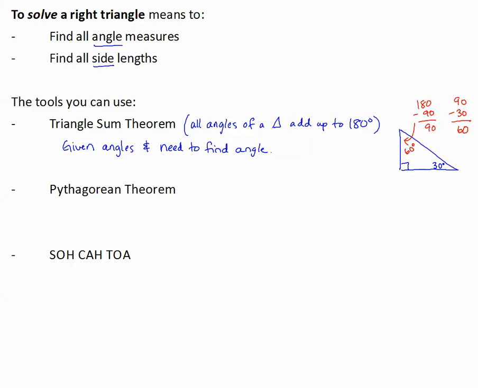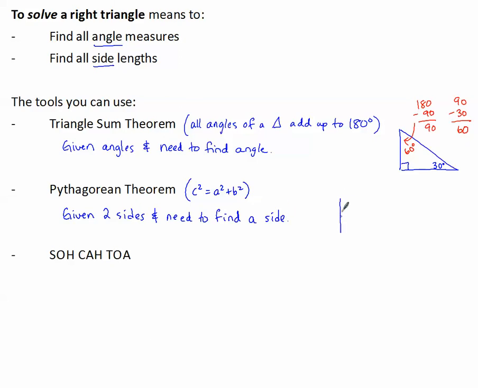Pythagorean theorem, we know what that looks like. C squared equals A squared plus B squared, only for right triangles, but that's what we're talking about today, solving a right triangle. This is when we are given two sides and need to find a missing side.